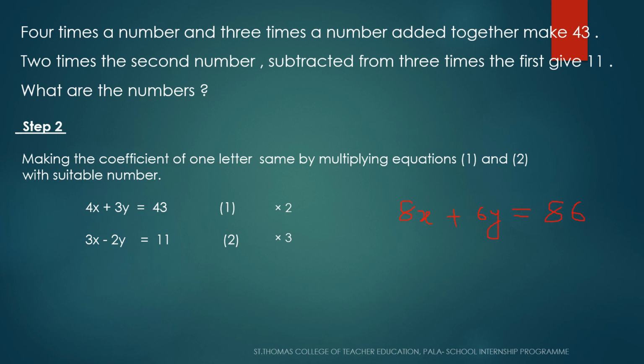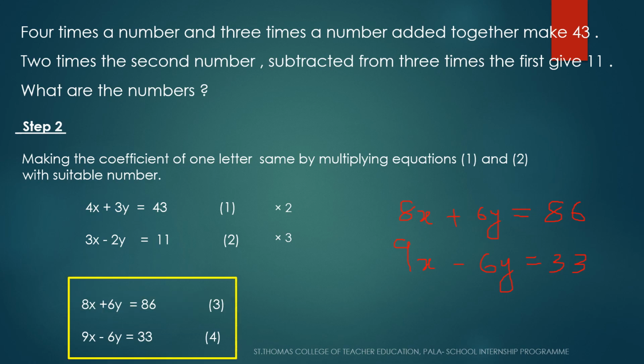And what about the second equation? How will it change? 3x into 3 is 9x. Minus 2y into 3 is, very good, minus 6y equal to 11 into 3 is 33. I hope all of you got this step. Okay. Now we got two equations as 8x plus 6y equal to 86 and 9x minus 6y equal to 33, and we call them equation 3 and 4.